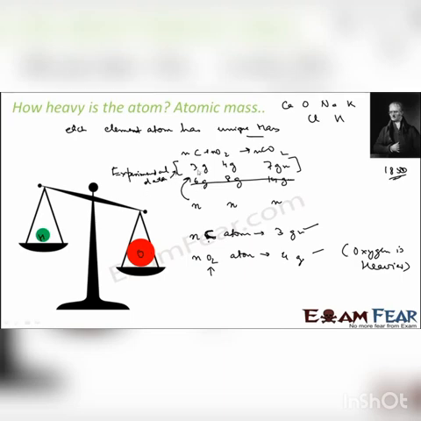Now with this, we conclude that in this reaction, N atoms of carbon are reacting with N atoms of oxygen to form N molecules of carbon dioxide. N atoms of carbon is 3 grams and N atoms of oxygen is 4 grams. That means oxygen atoms are heavier than carbon, and with just one experiment you can tell which atom is heavy and which is light.